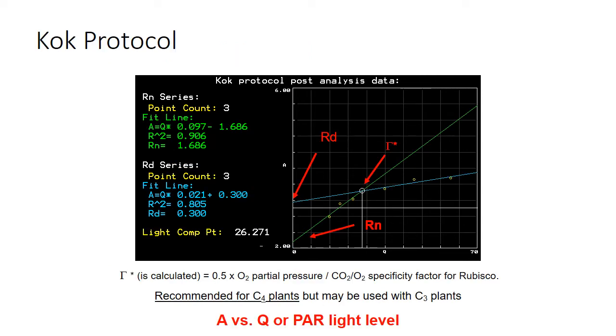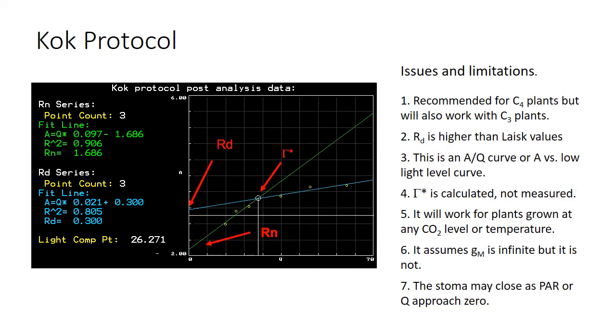This is the post-processing graph for the Koch protocol used for C4 plants. Issues and limitations of the Koch protocol. It's recommended for C4 plants. It will work on C3 plants. RD is higher than LASIK values in the Koch protocol.